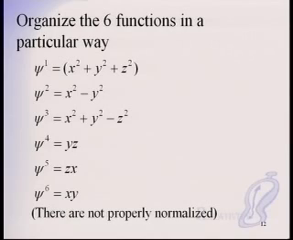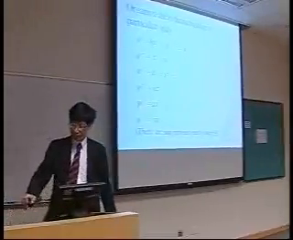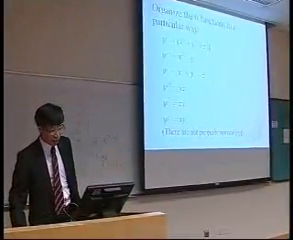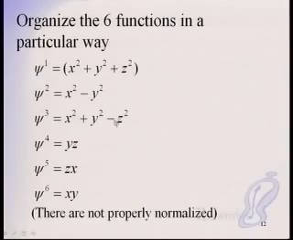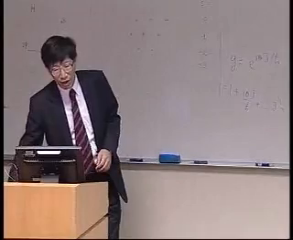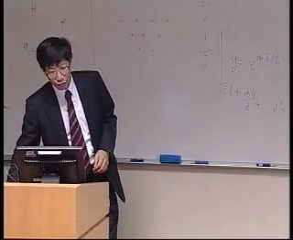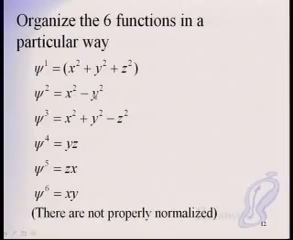Oh, sorry, I goofed. Psi 3 is not correct. It's not x squared plus z squared, y squared plus z squared. It should be minus 2 here. And then I need to normalize these. I haven't told you about normalization. I want the sum of the coefficients to be 0 for 2 and 3, okay? So this is 1 minus 1, 1 plus 1 minus 2. There should be a 2 here, okay?